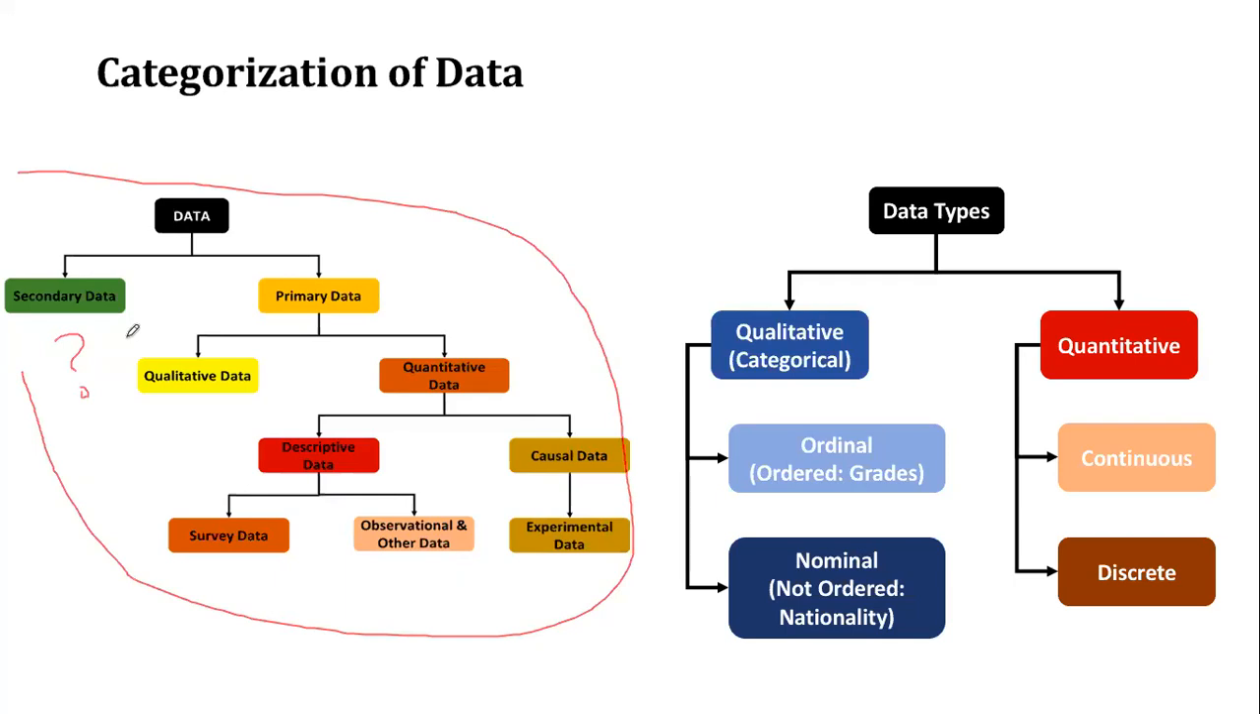Then primary data means the data that you collect, right? So how you collect, there are different ways of collecting data, right? So where I will explain that. So even primary data, we have two types. One is qualitative, the other one is quantitative.